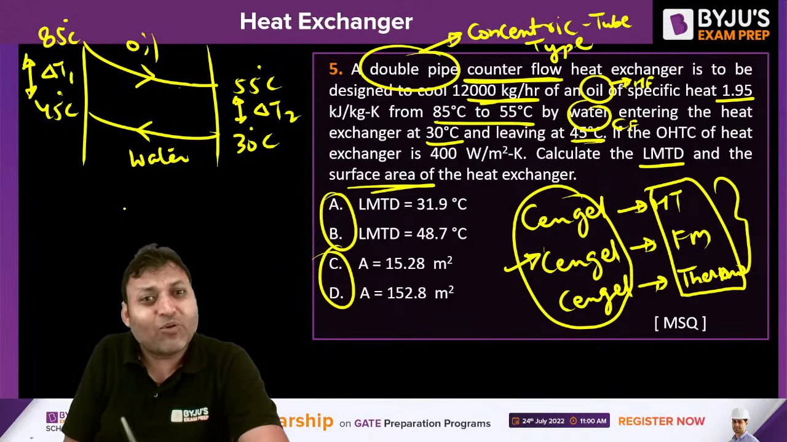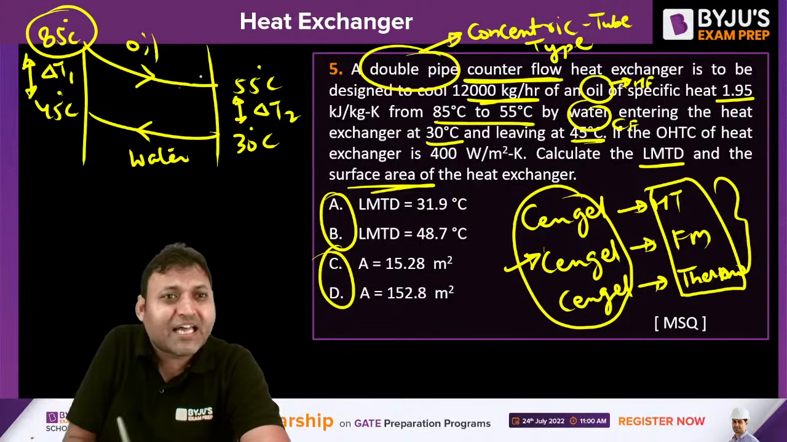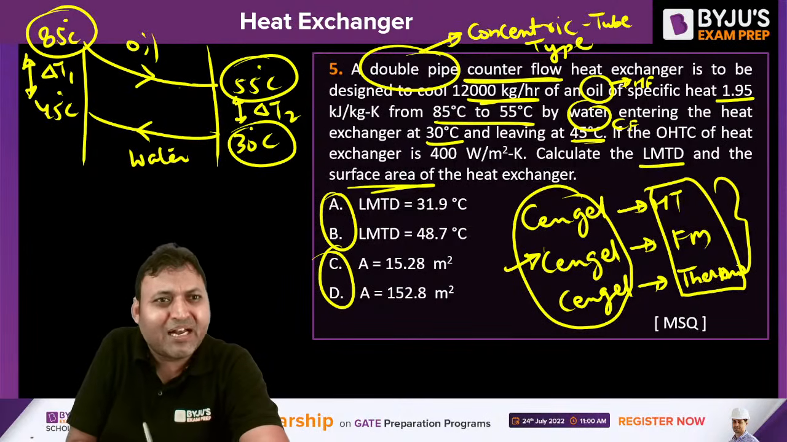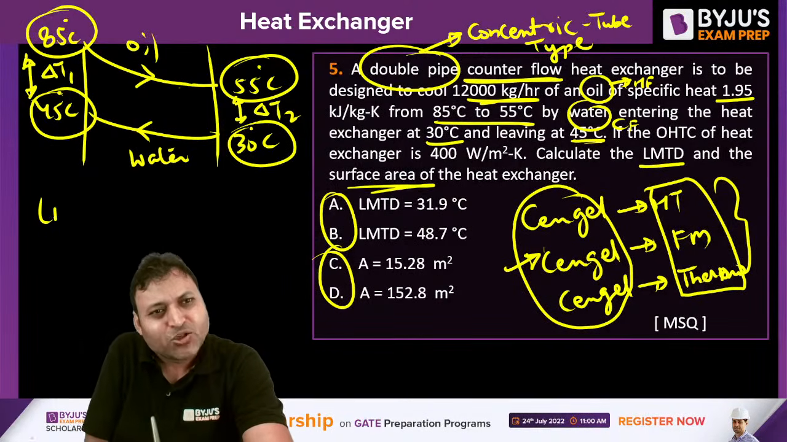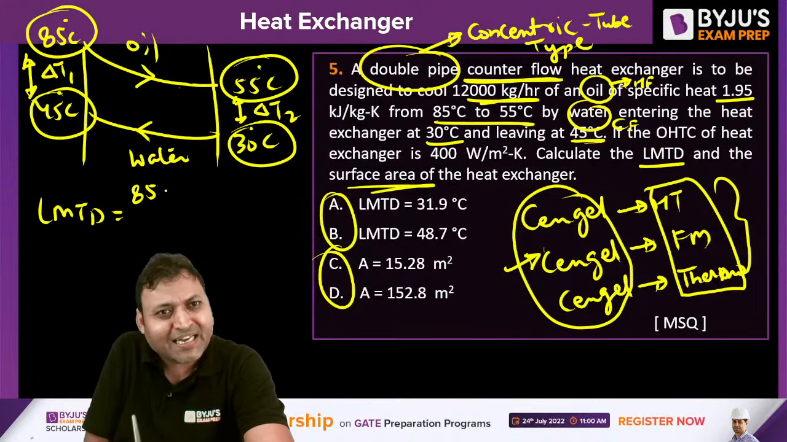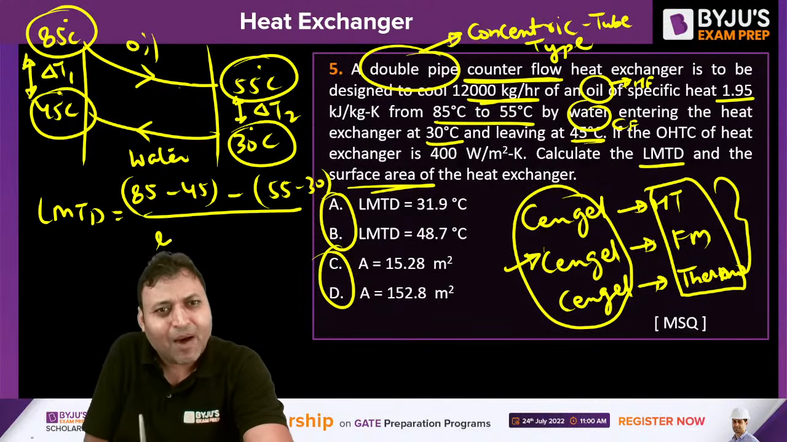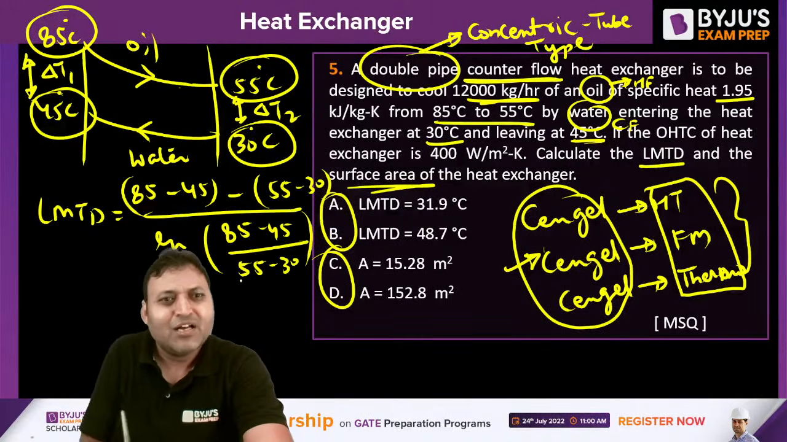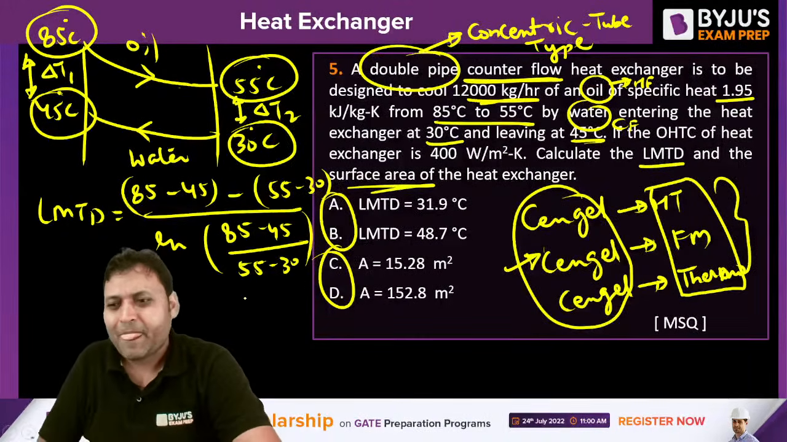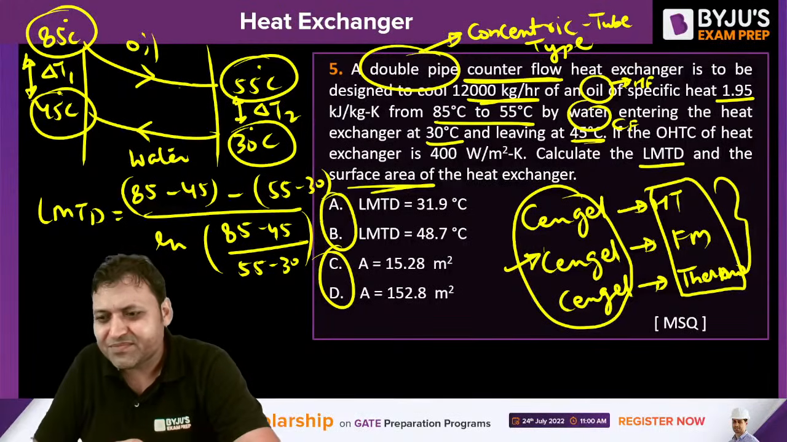So for calculating LMTD, we'll require all the terminal temperatures. Without knowing the terminal temperatures, we cannot find out LMTD. LMTD will be equal to, because it is counterflow, delta T1 85 minus 45, minus delta T2 55 minus 30, upon natural log of 85 minus 45 divided by 55 minus 30. What is the LMTD you are getting?